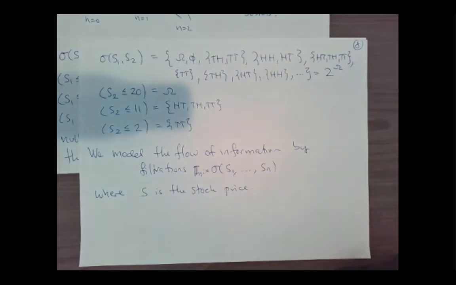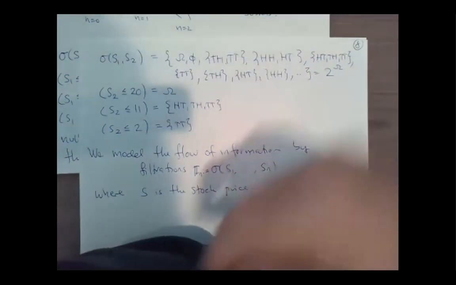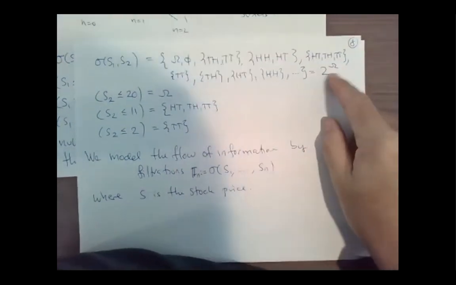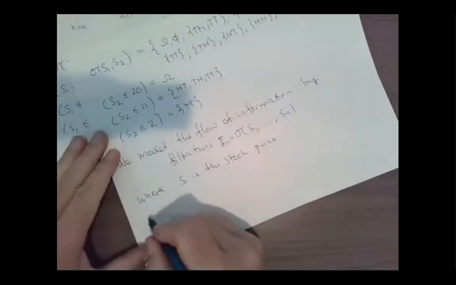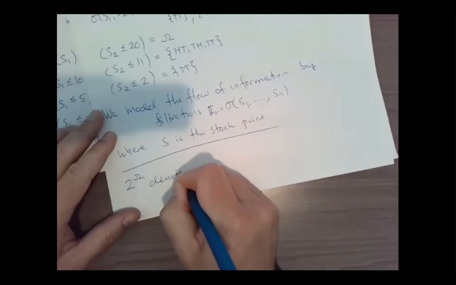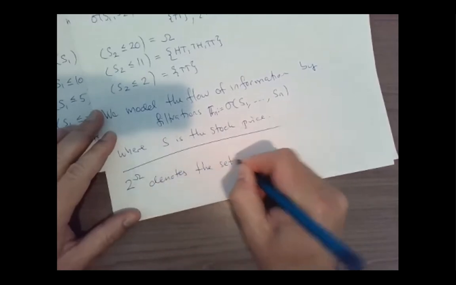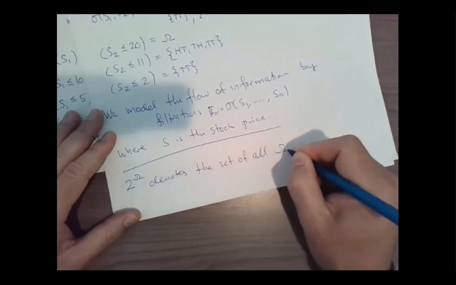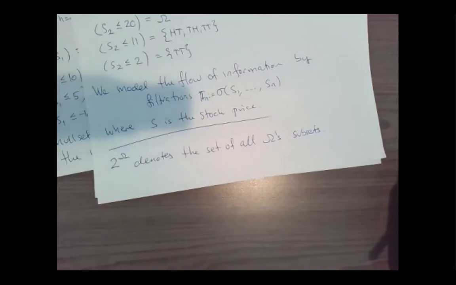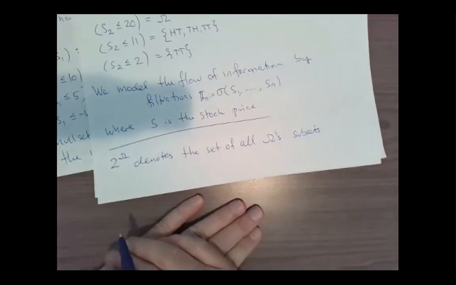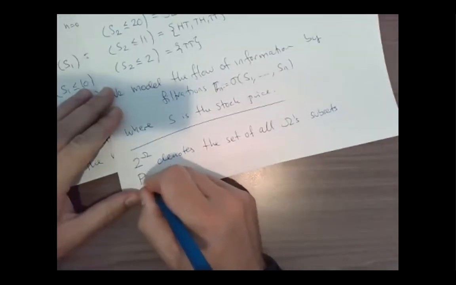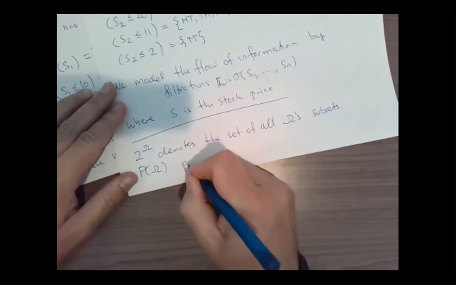I want to ask a question about the 2 to the omega. Why is it 2 to the omega? This one? This is just notation. So 2 to the omega denotes the set of all subsets of omega. Some people write it as P of omega, the power set.